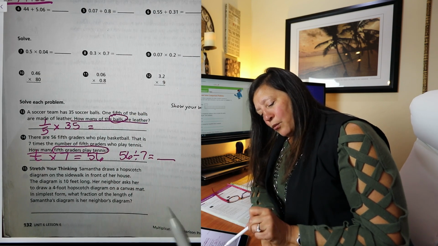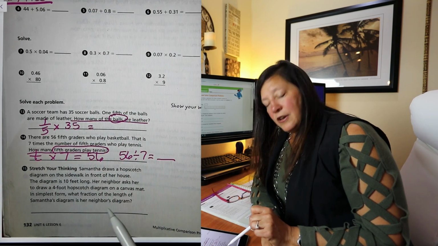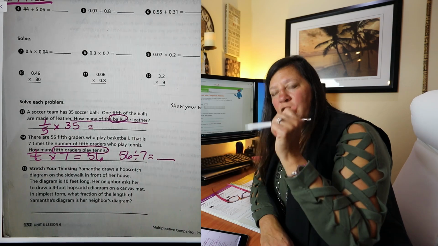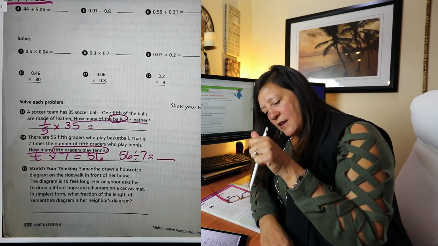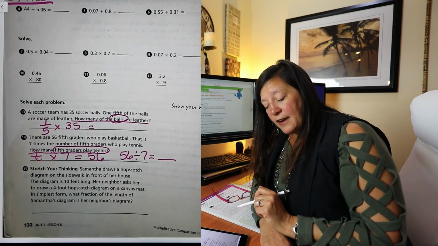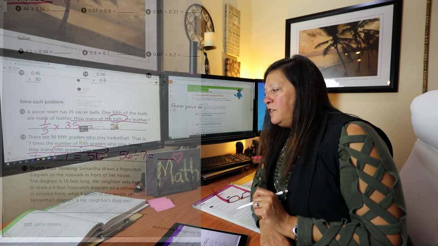In simplest form, what fraction of the length of Samantha's diagram is her neighbor's diagram? So comparing those two, what fraction is Samantha's to the neighbor's? And then simplest form, simplify that fraction when you get that answer. Okay? All right, that concludes 6-6.